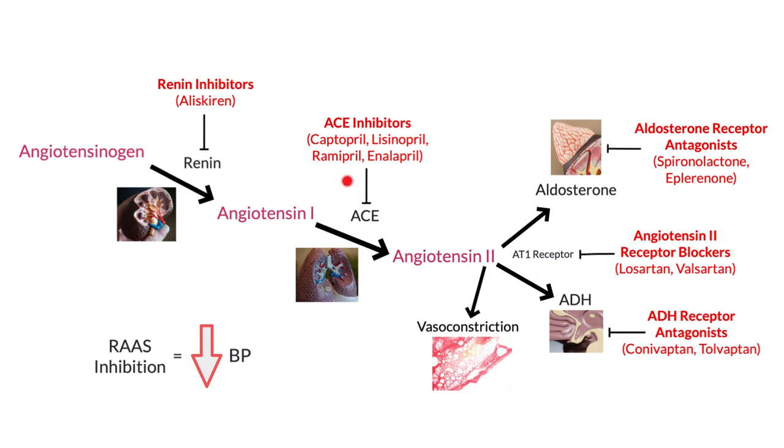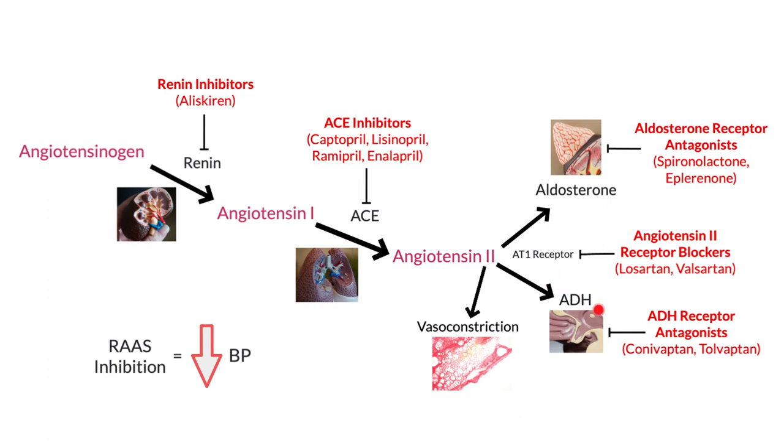Now, our ACE inhibitors are one of the most commonly used drugs in practice, and these are going to be our prils. It's going to be Captopril, Lisinopril, Ramipril, and Enalapril. Going a little bit further down the pathway, we can block our AT1 receptor, which is going to mediate all the effects of angiotensin II. Our angiotensin II blockers are going to be our sartans, so Losartan and Valsartan.